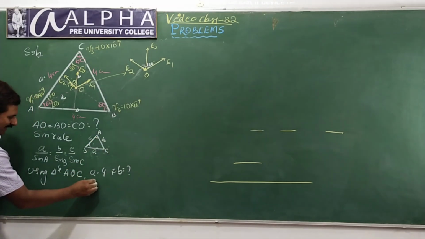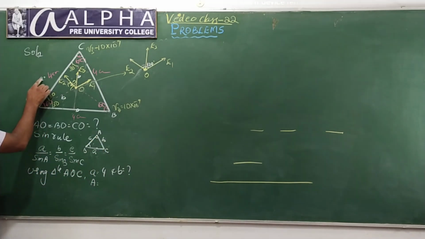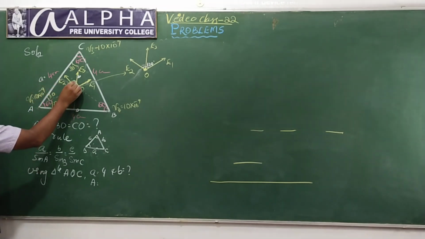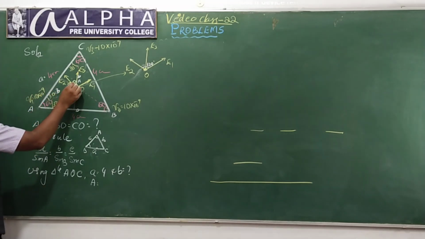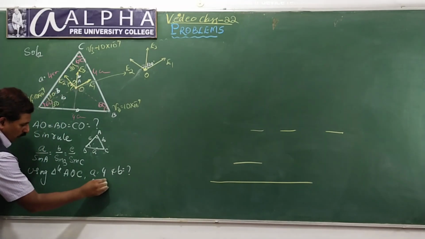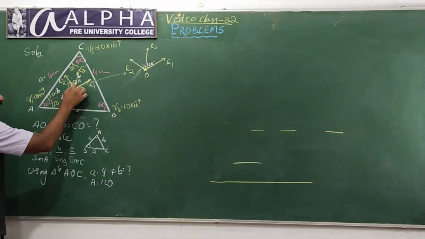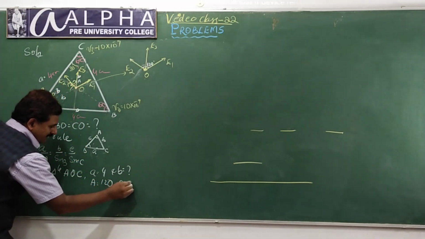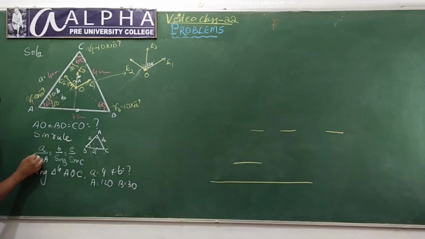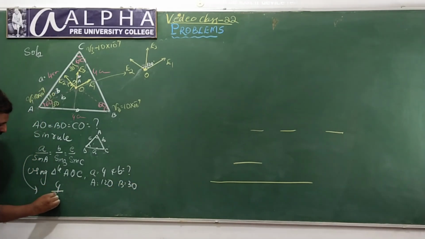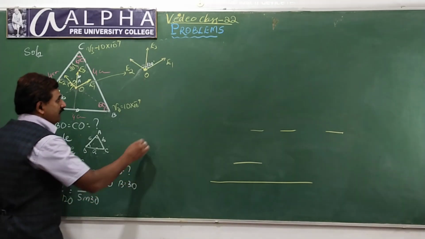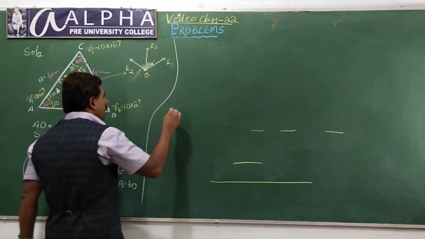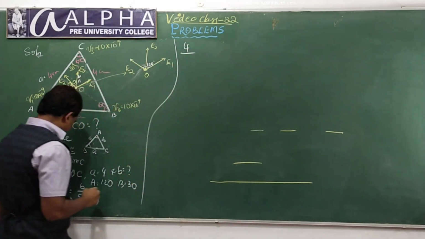What is A? Angle A, students, opposite to this, angle A, this is angle A. Opposite to this is angle B. So what is A? 120 degrees from here to here. And what is B? B is 30. Therefore, you use this here: 4 divided by sine 120 equals B divided by sine 30. You have learned this several times.